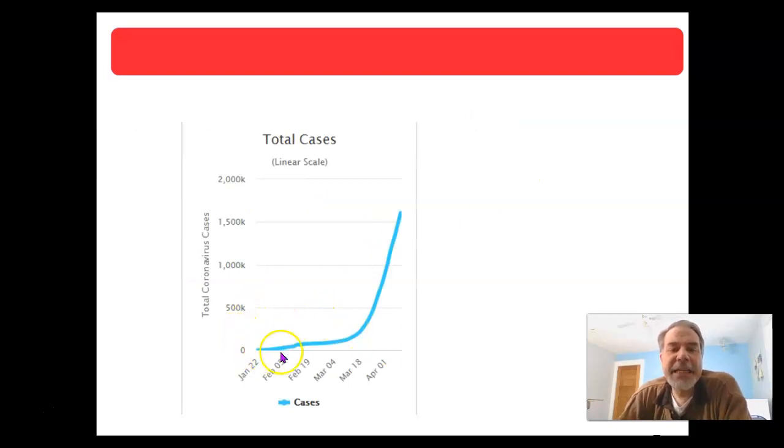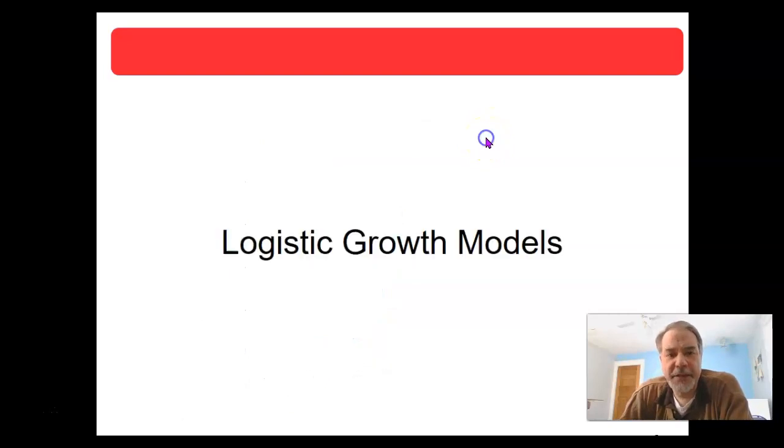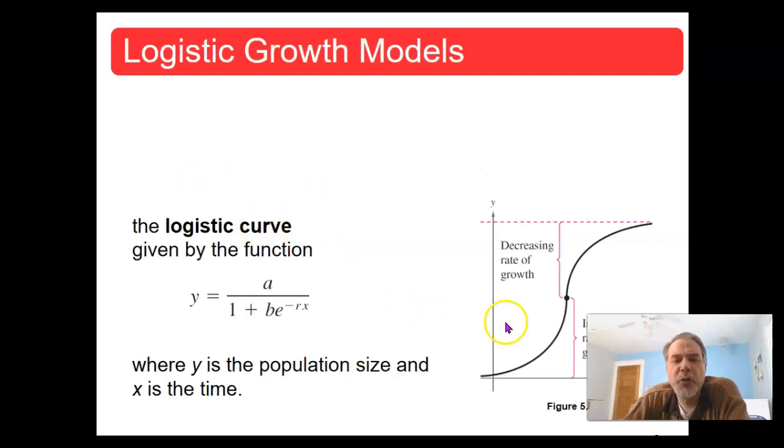Now, it can't keep going up indefinitely. It can't follow this pattern forever, because if it did, eventually this curve would get higher than the overall population of the whole world. So there is a limit to how many people could be infected. So another kind of model is more accurate in the long run, and that's what's called a logistic growth model.